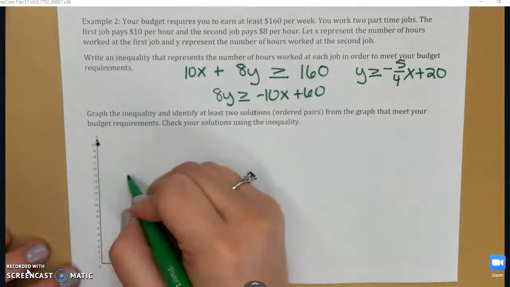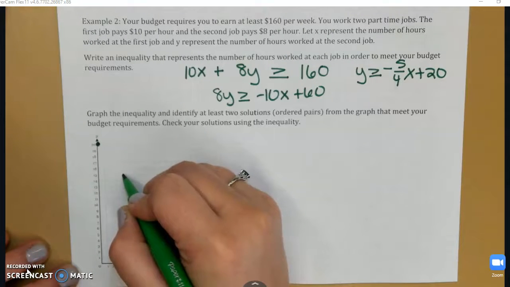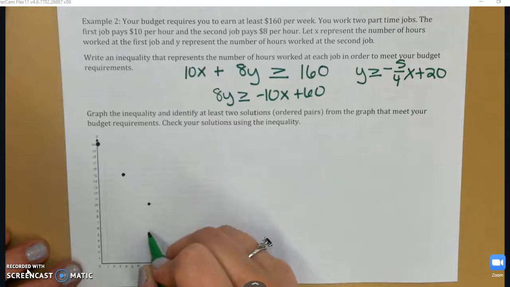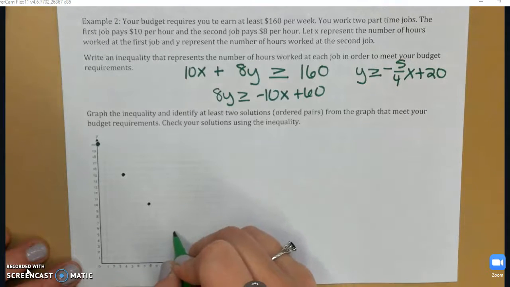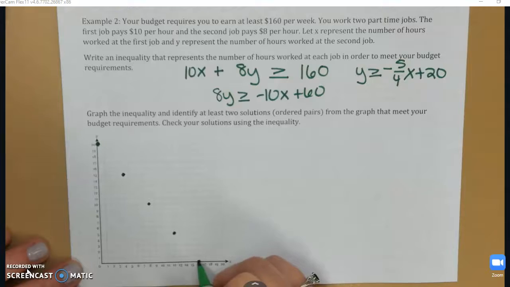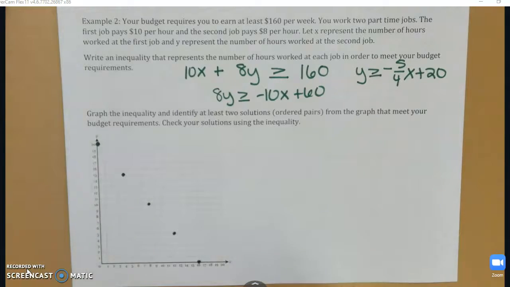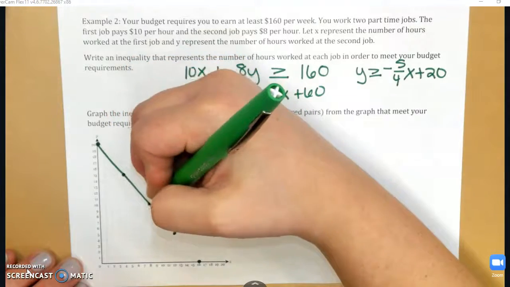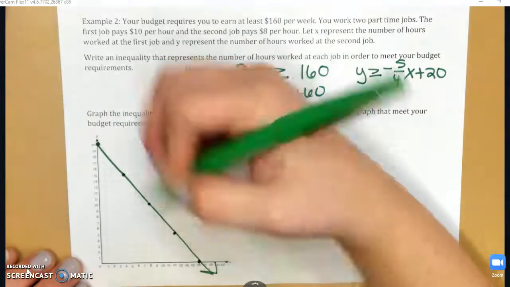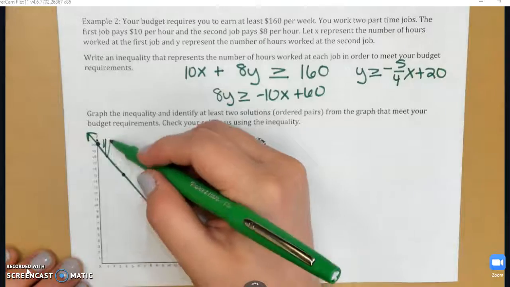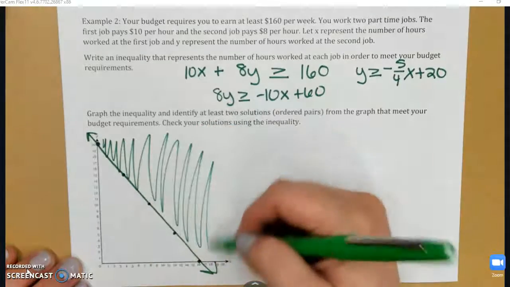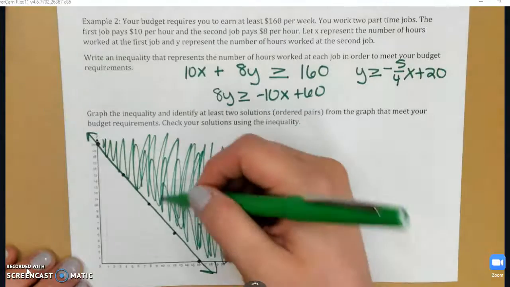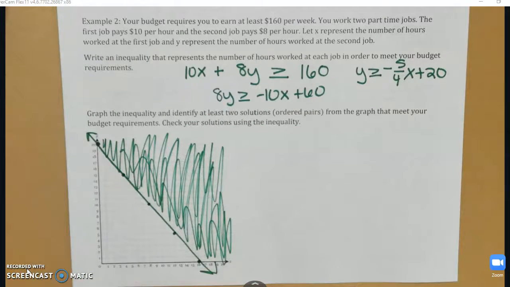So I'm going to go down 5/4, down 5/4, down 5/4, down 5/4. And I'm going to connect those points with a solid line because I have that or equal to. And this inequality is greater than, so I'm going to shade above. So here are all my possible solutions, possible outcomes that will let me meet my budget requirements.